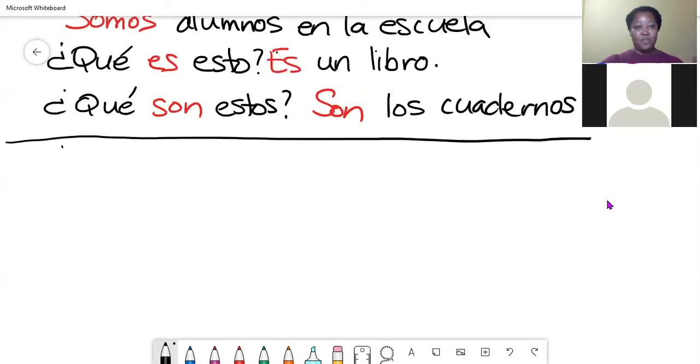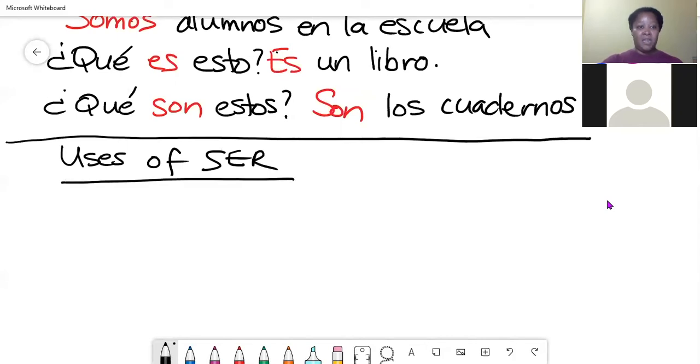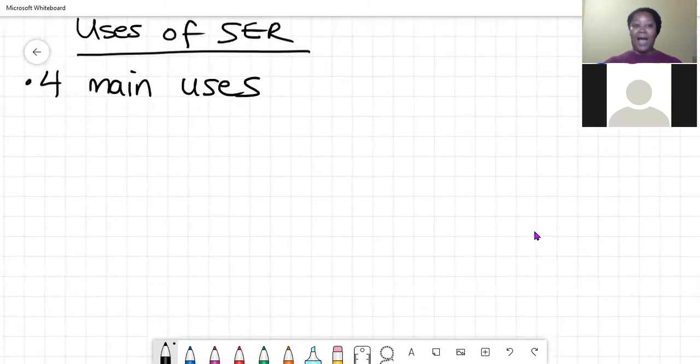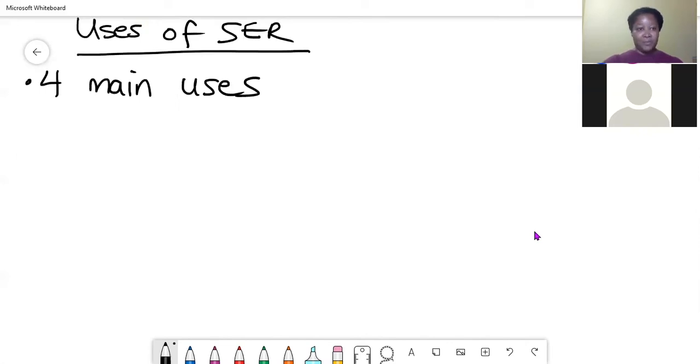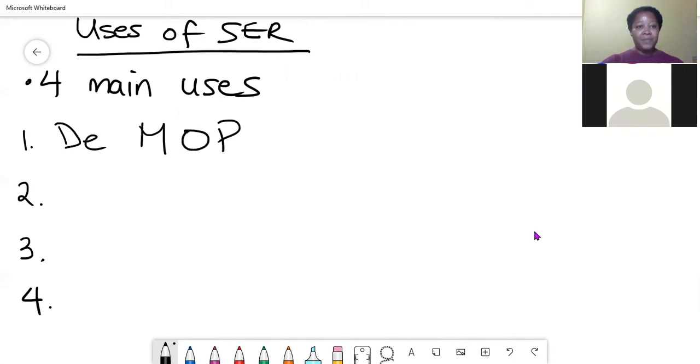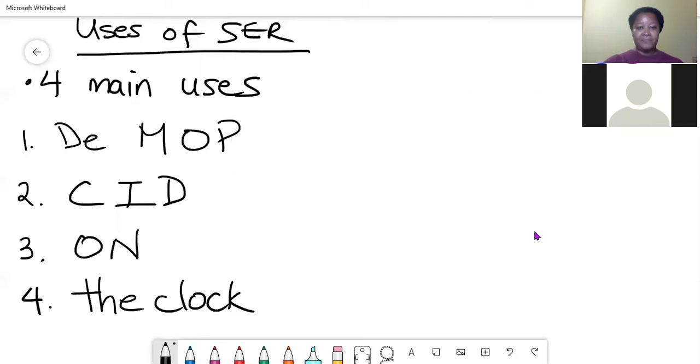And so in looking at the uses of SER, there are 4 main uses. And to remember these uses, I have come up with a little acronym, so to speak. And so I'm just going to put 1, 2, 3, 4. And so, the mop, Sid, on the clock. What does that mean, you may wonder? All right, let's go into it.